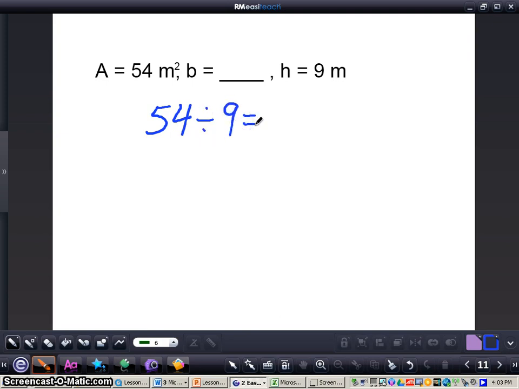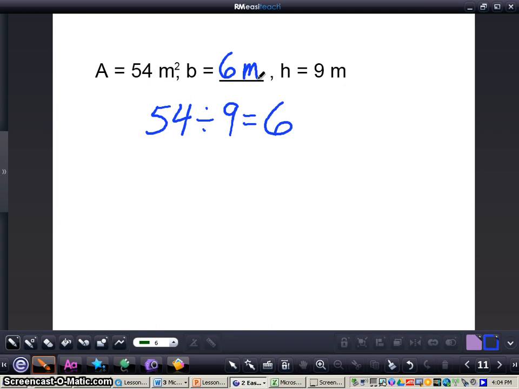54 divided by 9 equals 6. Okay, so the base of this parallelogram would be 6 meters. Would not be 6 meters squared. We're not finding the area, we're just finding the measurement for the base.